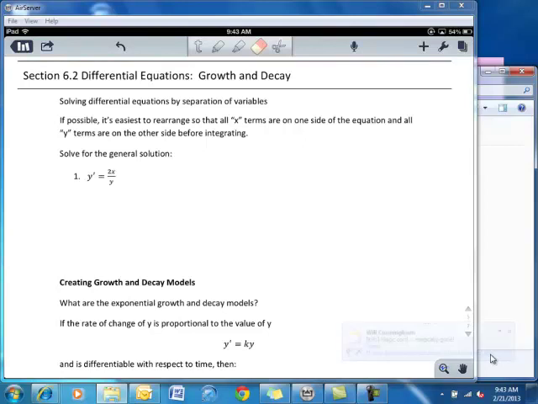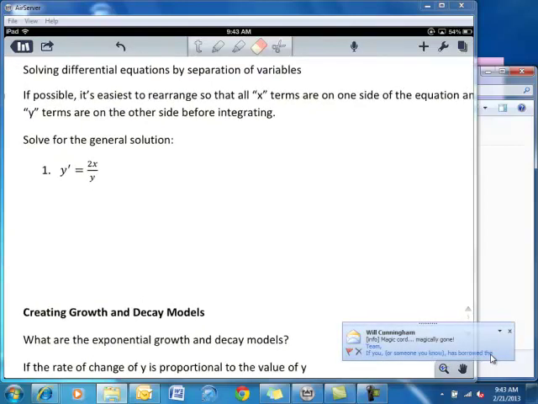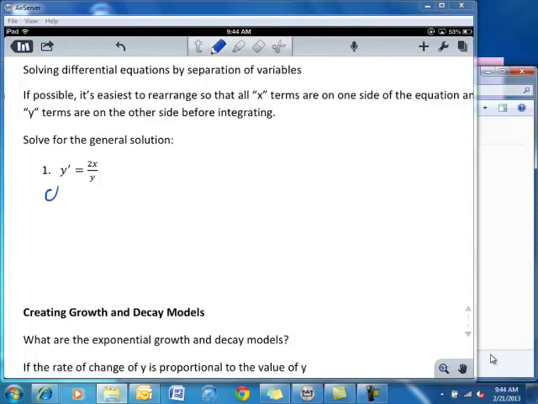But before we get into some of the practical stuff, I want you guys to practice what we've done before with differential equations, and that is to solve for the general solution. So let's take number 1 here for a second, and let's rewrite y prime. I'm not a big fan of just writing y prime in this situation. What is Leibniz's notation for y prime? Yeah, so let's go dy dx equals 2x over y. I just want to turn you guys loose for a minute. See if you can separate the variables and then solve for the general solution.